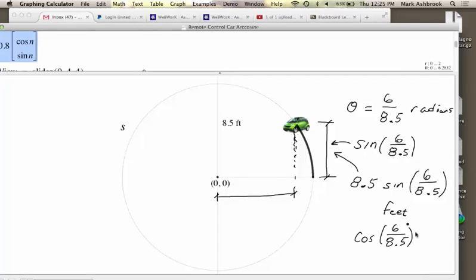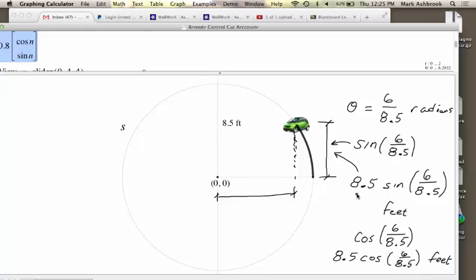Yeah, so we want that fraction of one radius. 8.5 times that takes that fraction of 8.5, and we get that dimension in feet now. Feet. Okay, so let's put these expressions in our calculators and see if the numbers make sense now.